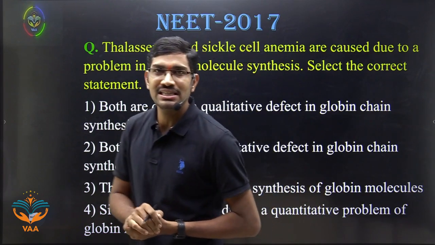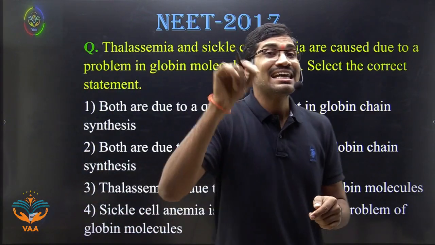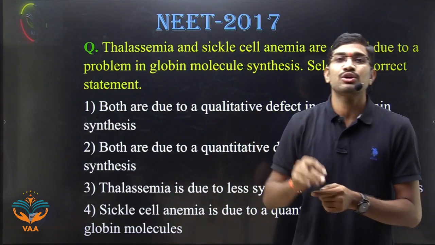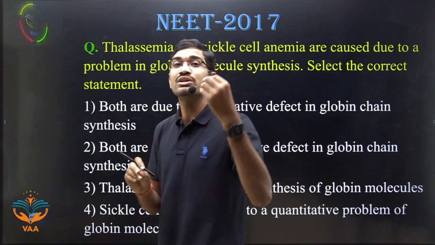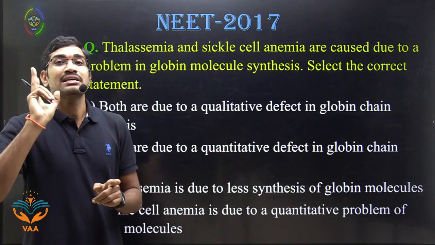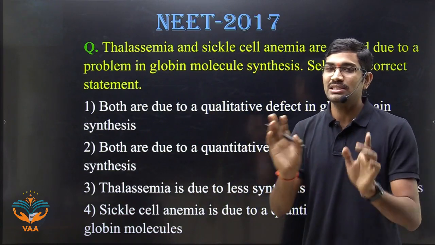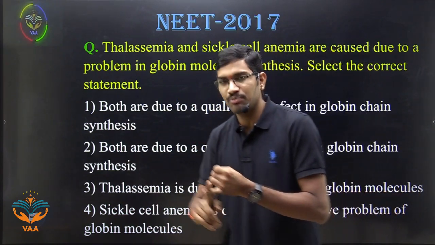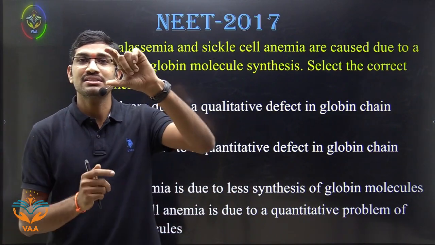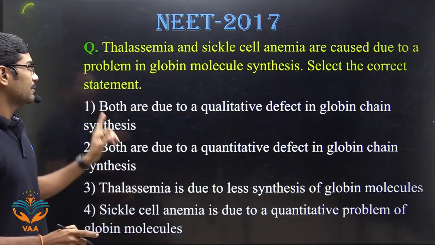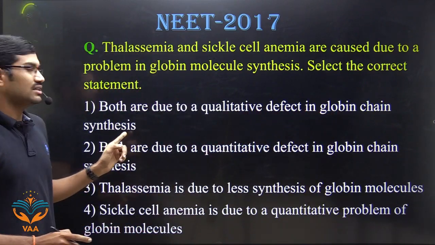Whereas in the case of sickle cell anemia, there is a point mutation. Because of this, even though the globin chain is produced, it is not like the normal one. So it is a mutated one. That's why sickle cell anemia is a qualitative problem. So please remember here, thalassemia is a quantitative problem, sickle cell anemia is a qualitative problem. Based on that, they have given this statement here: both are due to qualitative defect in globin chain synthesis.